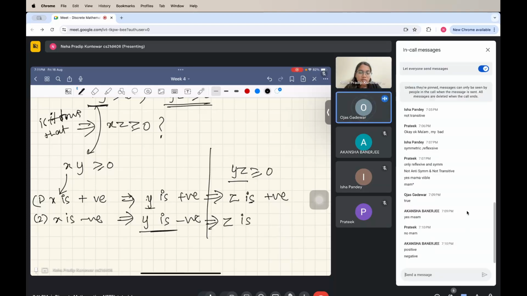Ma'am, I think it is not transitive. If x is positive and y is 0, then the product would be 0. And in the other case, y is 0 and z is negative, then the product is 0. And if we take x as positive and z as negative, their product is less than 0. So I think that's not valid. So it is not transitive.